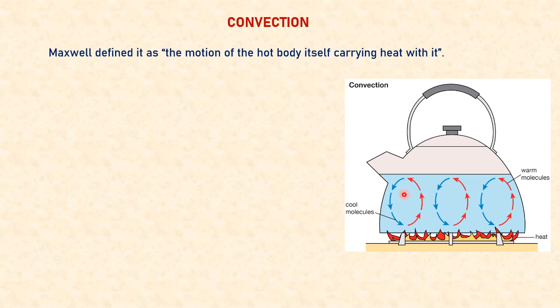So initially the water molecules at the bottom of the kettle warm up, and these warm molecules, being less dense, float up, and now the cold molecules in the upper portion, being denser, sink down like this. So gradually the entire water gets heated up in this process of convection. So Maxwell defined it as the motion of a hot body itself carrying heat with it.